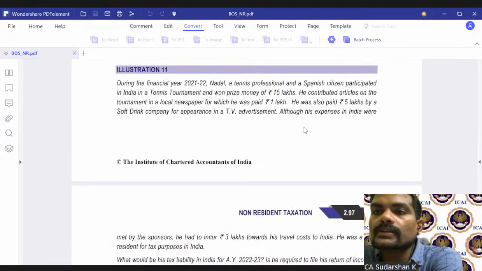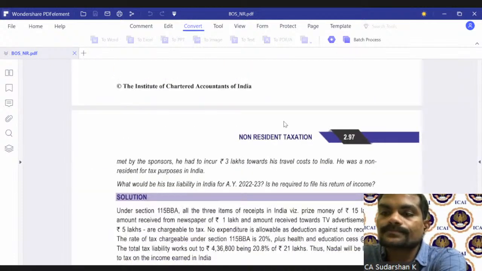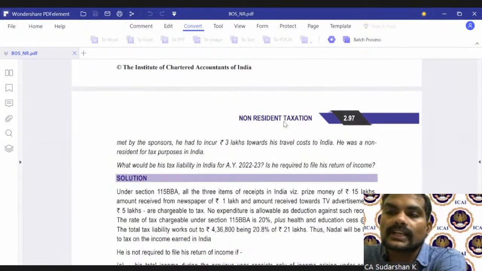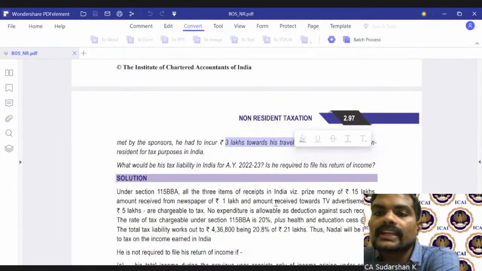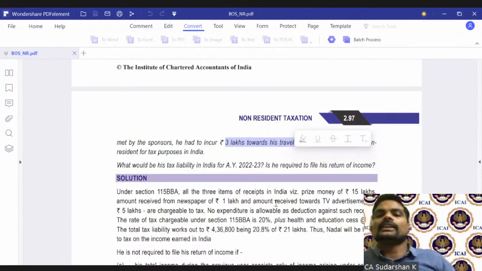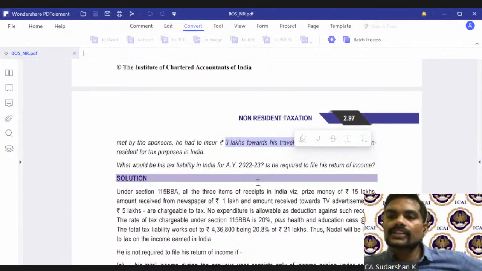So overall put together is 15 lakhs of participation money, 5 lakhs soft drink advertisement, and 1 lakh in local newspaper articles. Works out to 21 lakhs. And this 21 lakhs will be chargeable to tax under 115BBA at 20% flat. The 3 lakhs that he incurs towards travel cost to India, again, just like 115A and any other sections, they are taxed on a gross basis. So no deductions are allowed. Deductions are allowed only if it's a net basis mechanism. So it is flat tax at 20% plus an education cess.